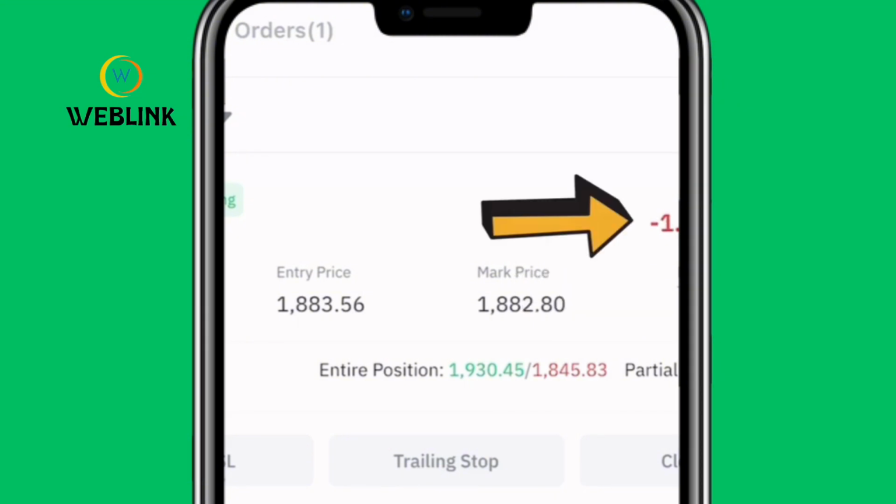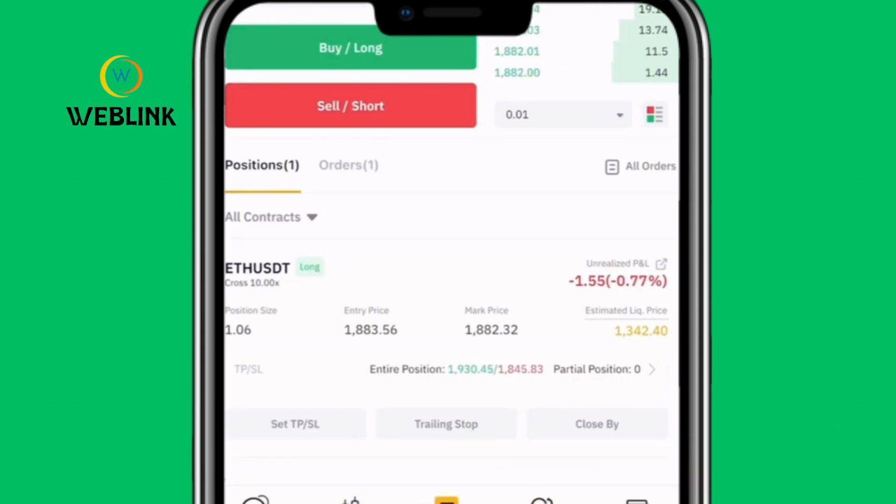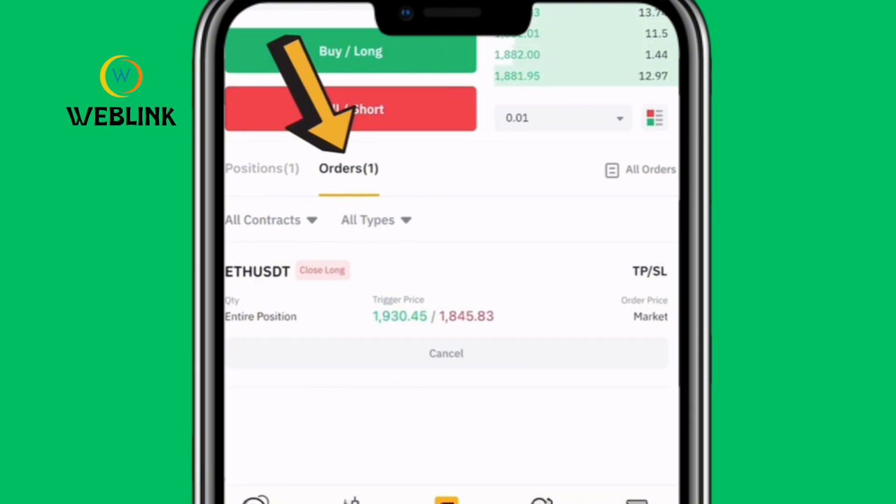And where you have unrealized P&L at the top, that's where you can see your profit or loss. So this trade is currently in a loss of 0.64%. So this is the information you need to take note of. And if you go under order right here, this is where you see your take profit and stop loss.